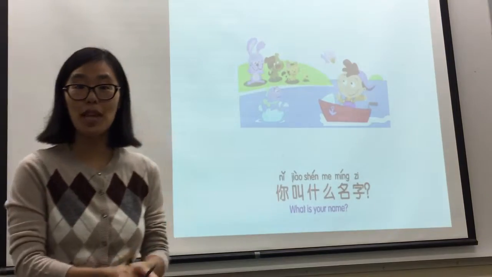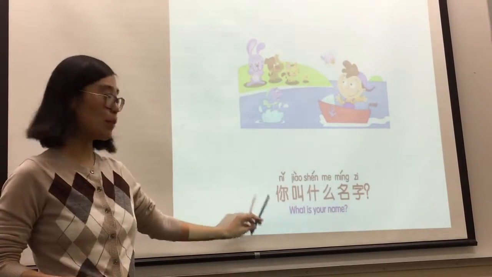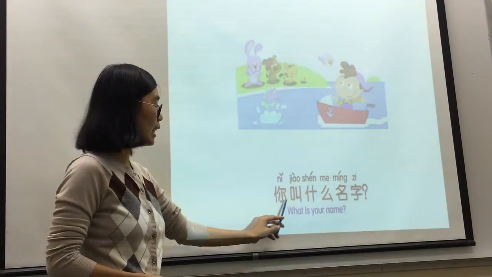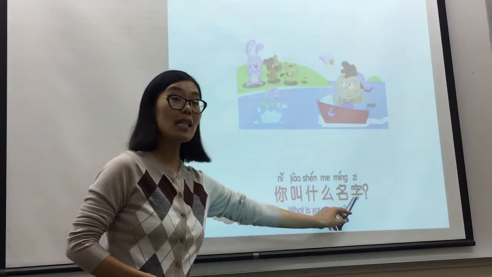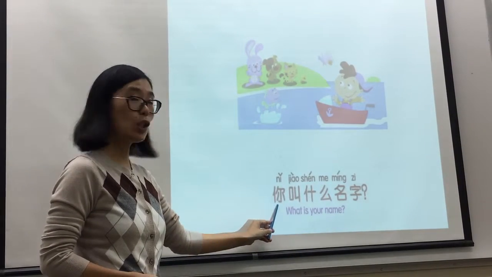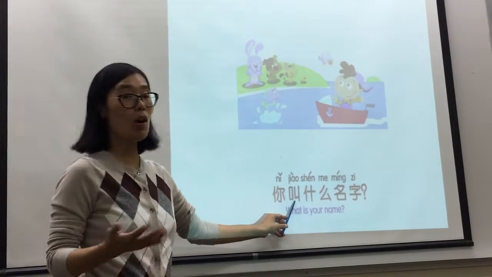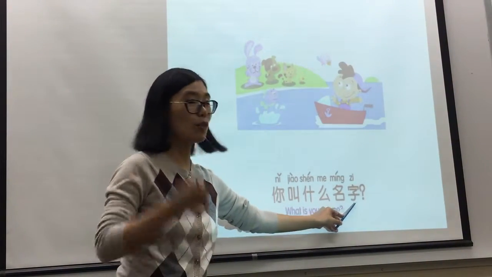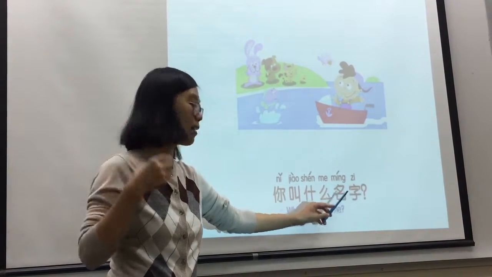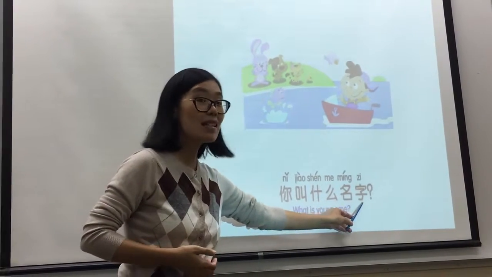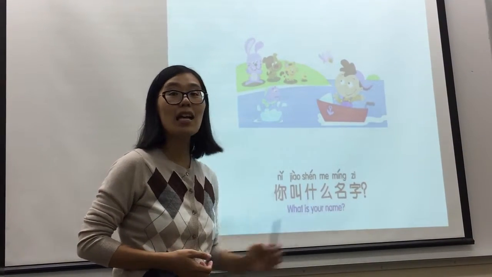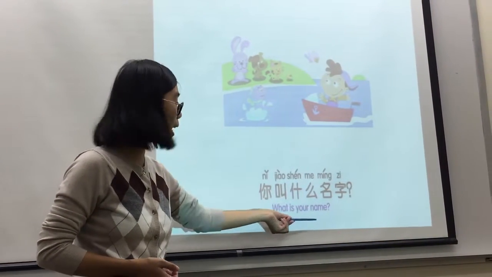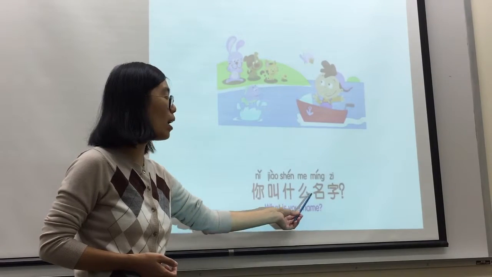How to ask someone's full name? This sentence. Please repeat after me. 你叫什么名字? 你 you, 叫 to be called, 什么 what, 名字 name. I think you've heard of this Chinese many times since the lesson starts. 名字 name. So this is about how to ask someone's full name. What is your name? 你叫什么名字?